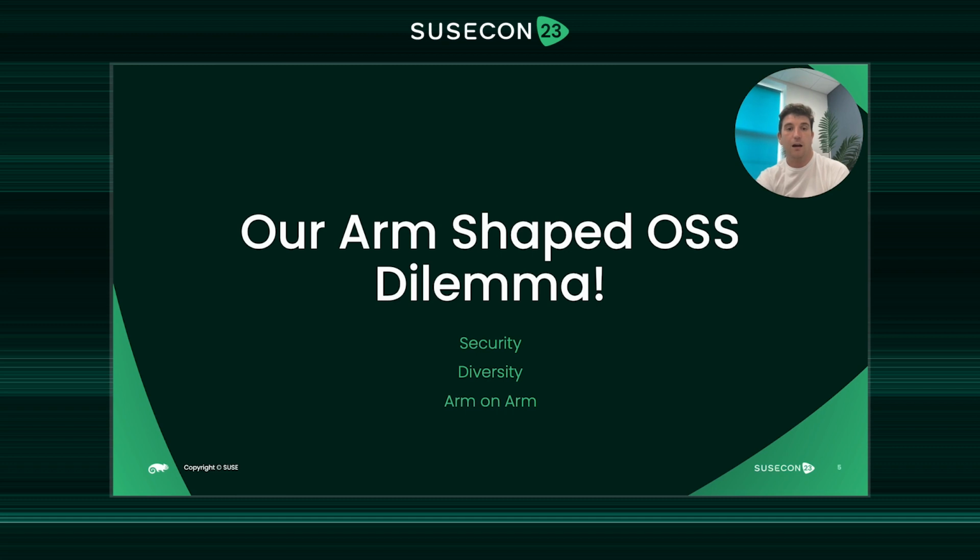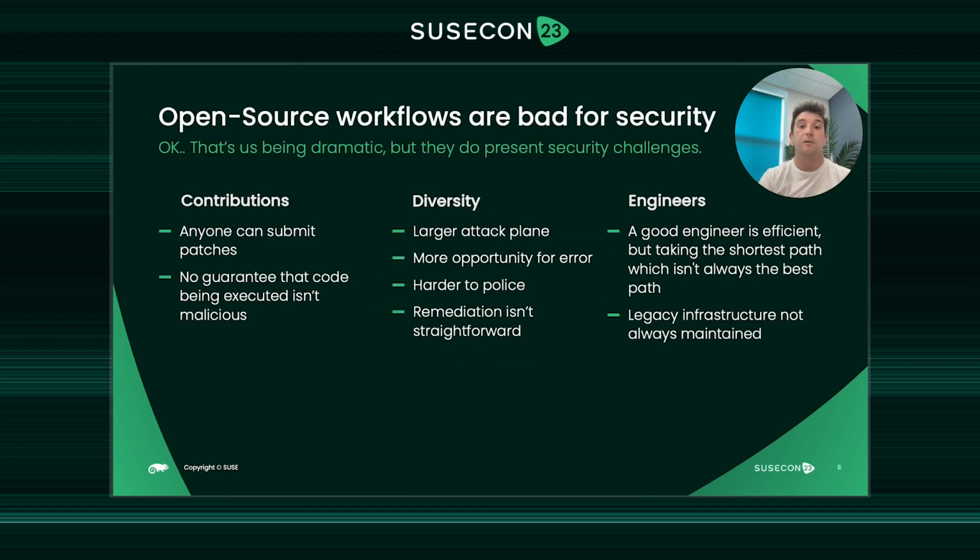Thanks, Dean. Our ARM-shaped open source dilemma falls into three main categories: security, diversity, and ARM on ARM. Let's kick this off by talking about security and how it affects our workflows. Okay, so saying open source workflows are bad for security is us being dramatic.